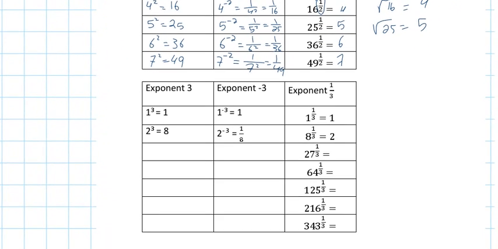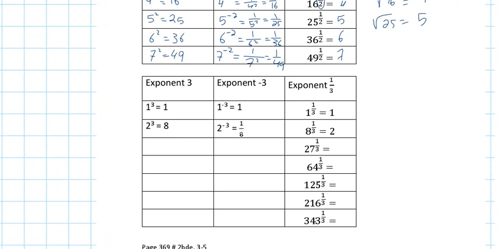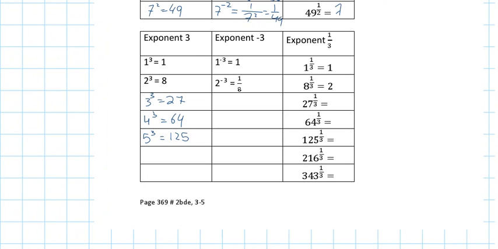Now if I do this one here, what's 3 cubed? 27. And then 4 cubed is, I'm guessing, 64. 5 cubed is 125. 6 cubed is, and 7 cubed, 343.